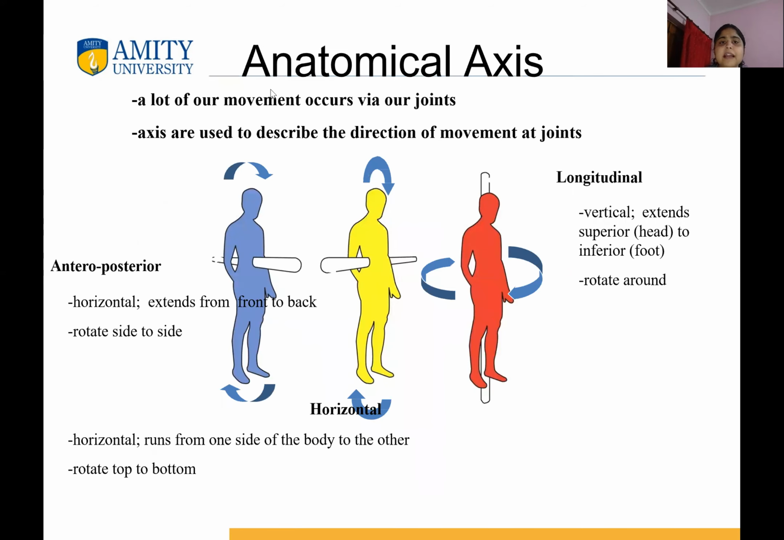Then the anatomical axis. A lot of movement occurs via our joints. Axes are used to describe the direction of movement at joints. One is the anterior posterior, which is the horizontal axis as depicted in the picture. It extends from front to back. It rotates side to side. Second is the horizontal, which runs from one side of the body to the other and rotates top to bottom. Third is the longitudinal or vertical, which extends superior head to inferior foot. It rotates foot.